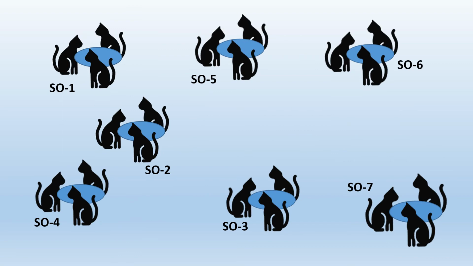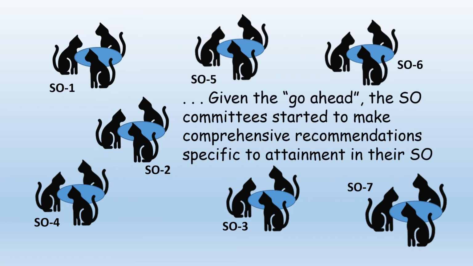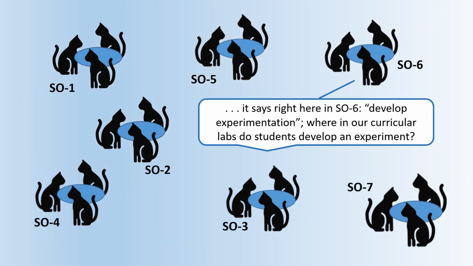So with the dean's go-ahead, the SO oversight committees began working in earnest on specific initiatives relevant to their specific student outcomes. For example, the experimentation committee noted that an ability to develop experimentation was in the text of ABET Student Outcome 6. However, none of the program's curricular labs included an experience wherein students devised an experiment from the ground up.